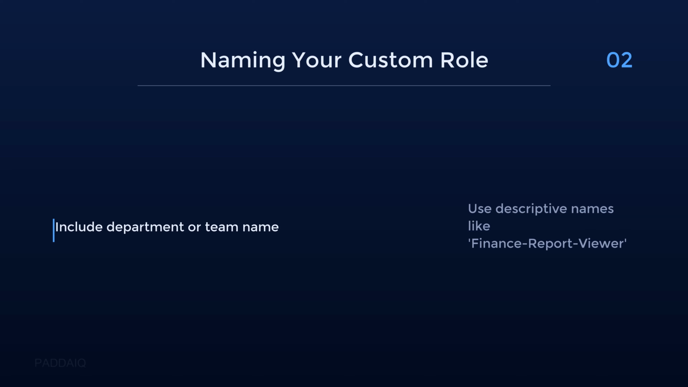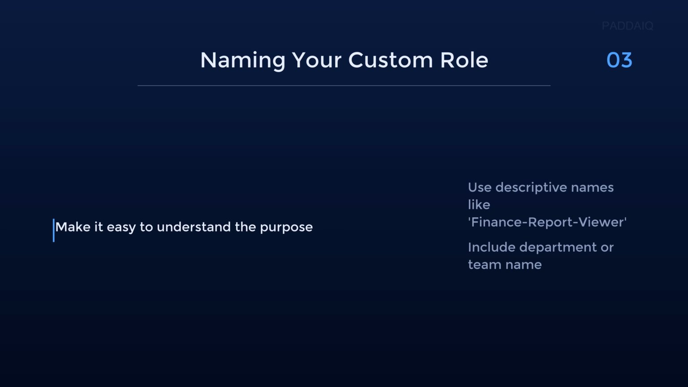Include department or team name. This means you should add your group's name to the role title. For example, instead of just Invoice_Approver, name it Finance_Invoice_Approver. This instantly shows which team uses the role, making it easier to manage and assign permissions correctly across the organization.